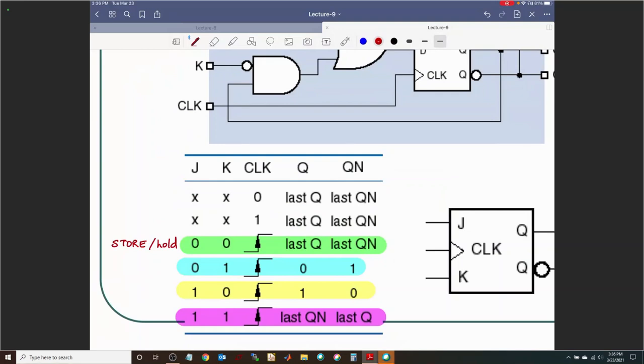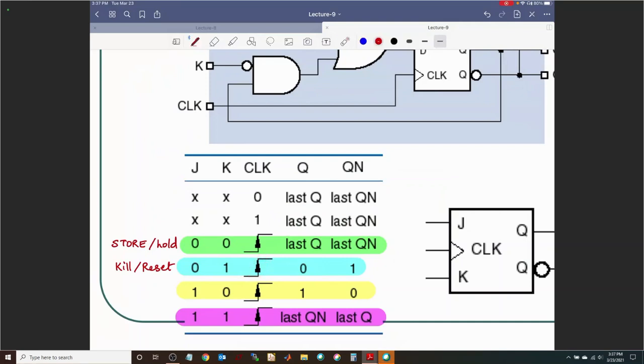How about the blue one? Kill or reset. When is it resetting the output Q? The flip-flop is a positive edge triggered flip-flop, so when K is 1 and rising edge. That's right. K has to be 1, J has to be 0, and you have to have a positive edge on the clock. Only then is your output reset or killed. So the clock also plays a role.